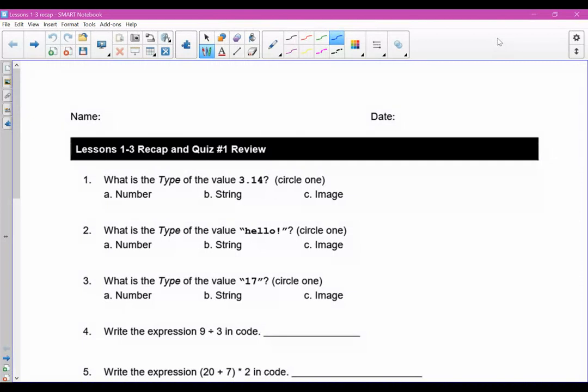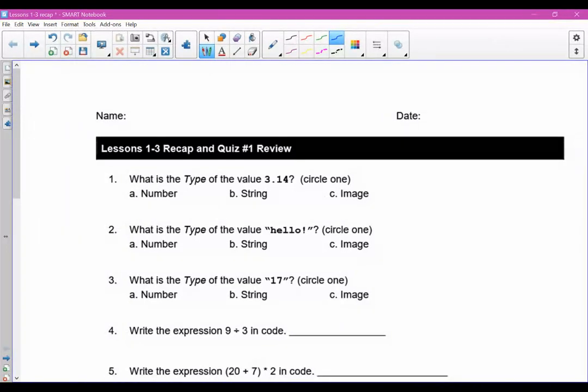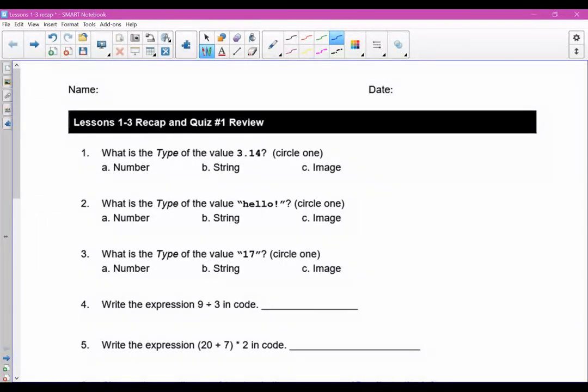So with number 1, it says, what is the type of the value 3.14? So remember, the types of data that we have so far are numbers, strings, and images. So 3.14, is that a number, string, or image? Number. What is the type of the value, quote, hello? So whenever we see quotation marks, that means it's a string. Okay? Regardless of what is inside of the quotation marks. So in number 3, even though I have the number 17, since it's inside those quotation marks, it is still a string.